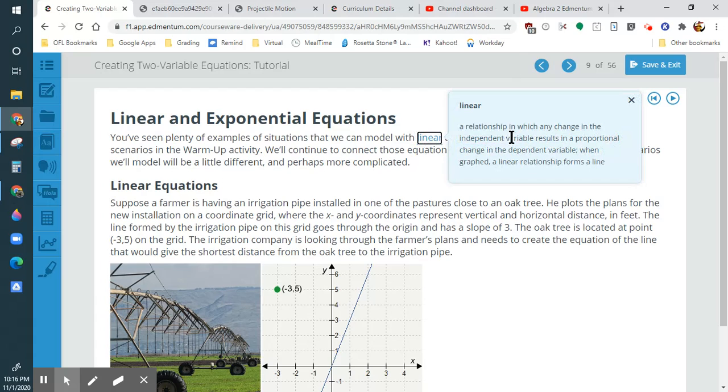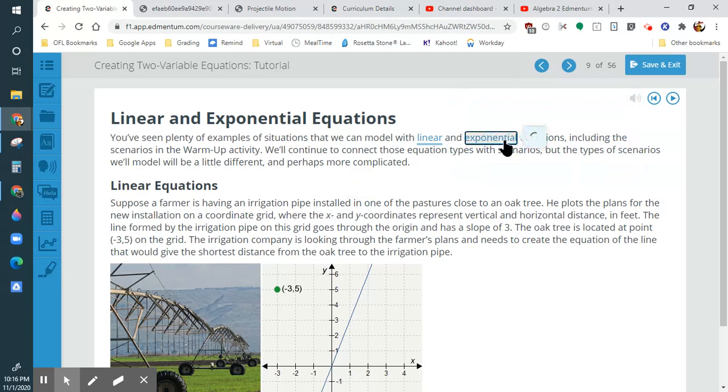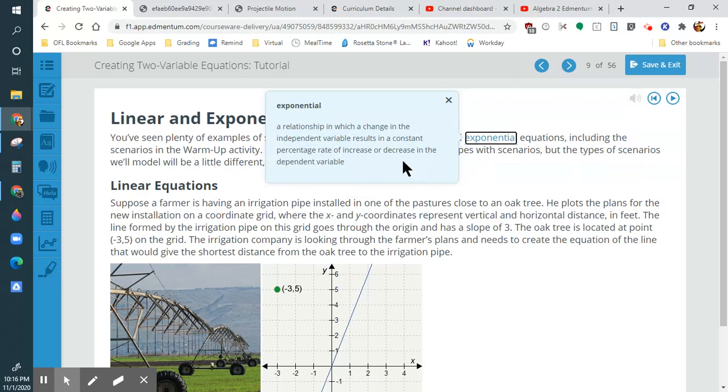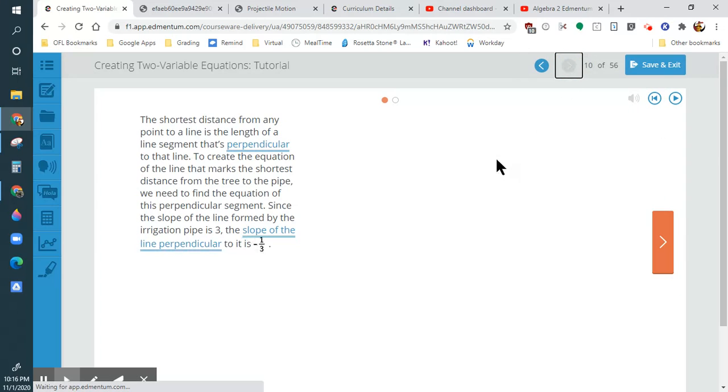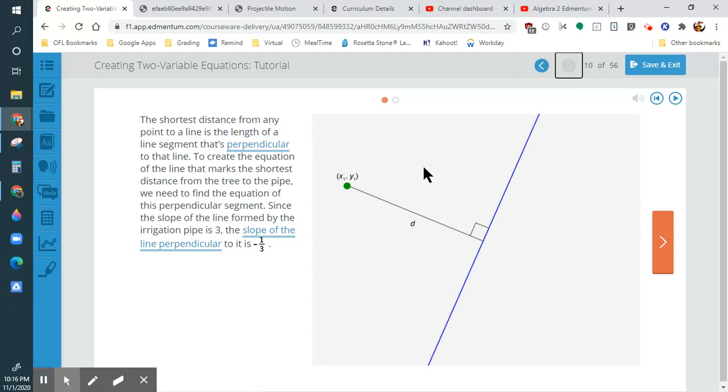So linear equations just mean that there's a constant rate of change. They use proportional. And exponential means we're going to keep multiplying it at a constant percentage rate. So it is constant, but it's a percentage rate. That percentage keeps continuing.